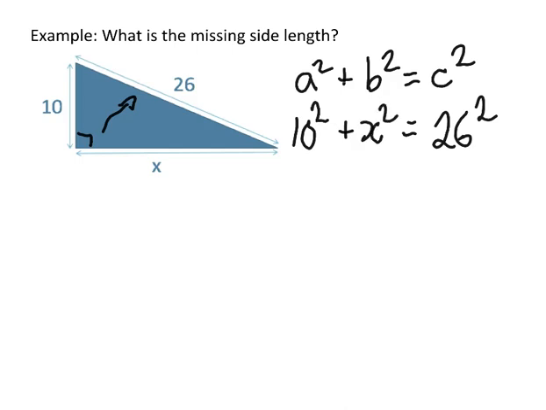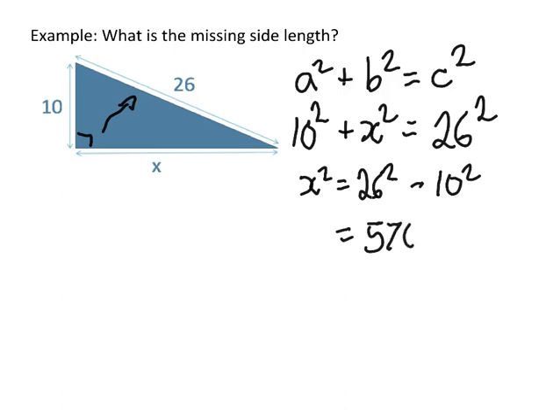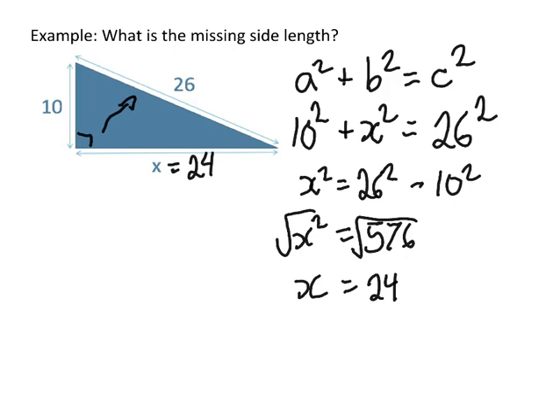If we want to solve for what x is, all I have to do is rearrange this for x. So I'll get x squared is 26 squared minus the 10 squared when I move the 10 squared to the other side. 26 squared minus 10 squared is equal to 576. That equals x squared. Don't forget to square root both sides at the end to get x on its own. So the square root of that is 24. So that means this side here must have been 24.